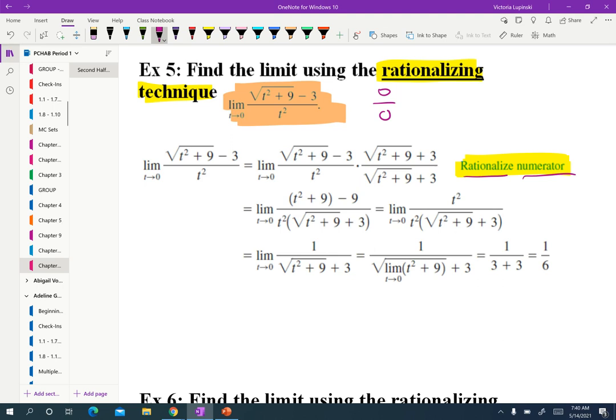So if you take a look at the numerator, what you're going to do is just like you did back in the day when you rationalized the denominators, you're going to multiply by the conjugate. Remember that the conjugate means the same front, the same back, but then the opposite middle. So whenever you are rationalizing the numerator, you're going to multiply by the conjugate. Of course, you have to do it on the top and you have to do it on the bottom. Now, first take a look at the bottom. If you multiply t squared times the square root of t squared plus 9 plus 3, there is nothing nice and easy about that multiplication.